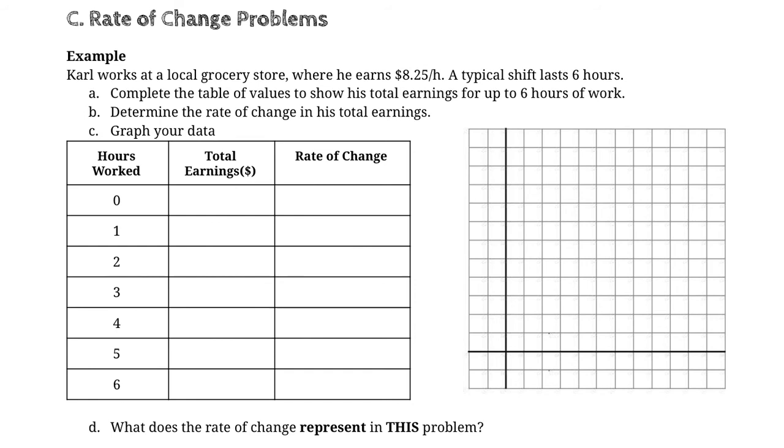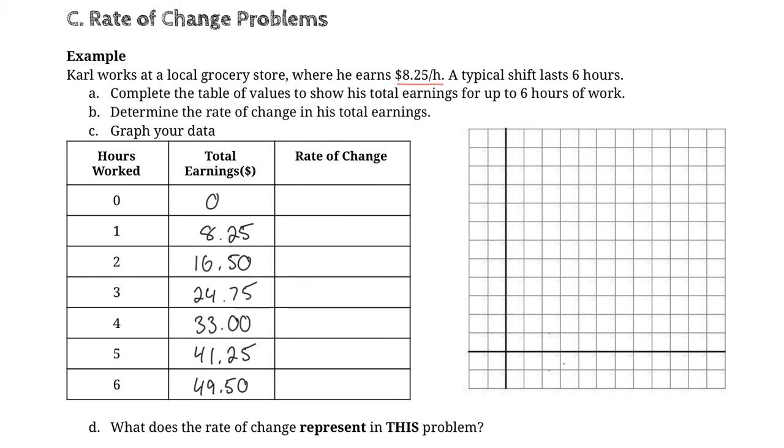So we know that Carl earns $8.25 per hour. So for 0 hours worked, that means he should not earn anything. He earns $0. If he works 1 hour, he's going to get $8.25. If he works 2 hours, that would be $16.50. And here I'm just adding $8.25 for every hour. And if he worked 3 hours, he would get $24.75. And here's the rest of the table.